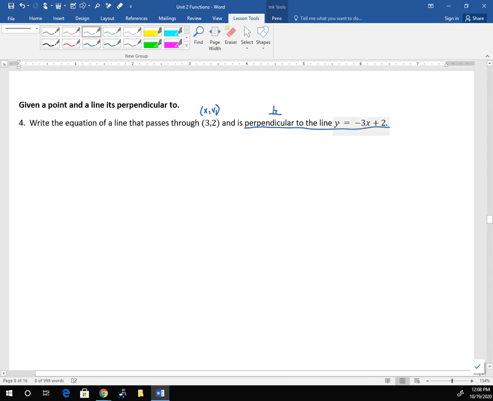If you remember that perpendicular lines have slopes that are negative or opposite reciprocals. So what they're saying here is, hey, your line is going to have a slope that is the opposite reciprocal of this given line's slope.